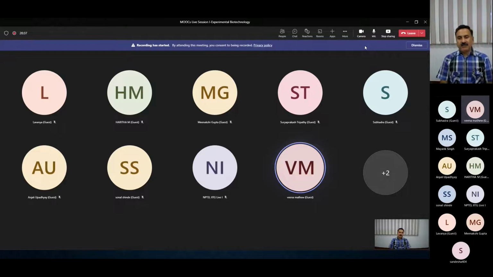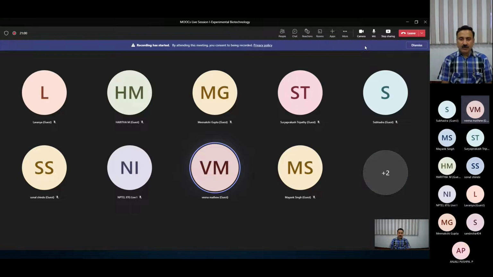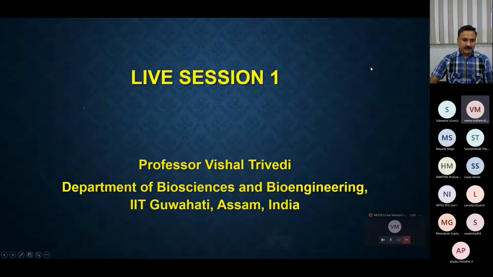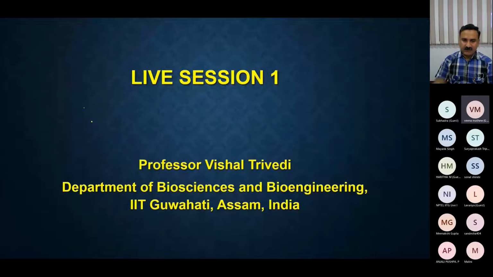And in the course Experimental Biotechnology, we are discussing the different types of techniques. So in this context, what we have discussed until live session 1 is the standard operating procedures, and we have discussed the precautions and other things you have to do. And in the subsequent modules, we have also discussed different types of techniques, right?